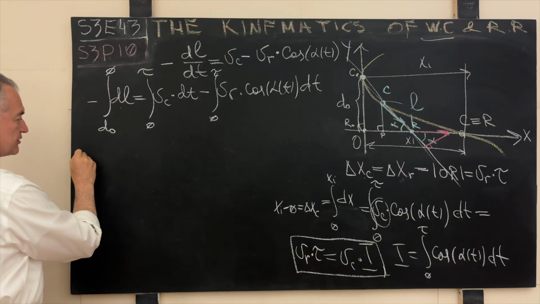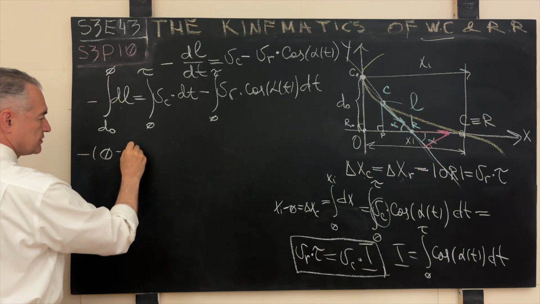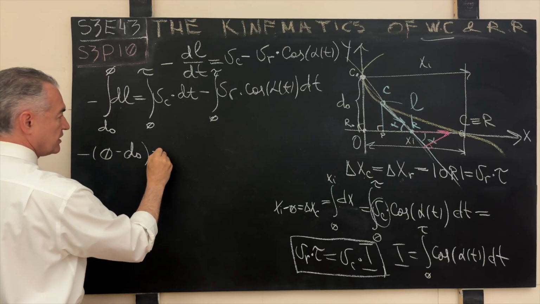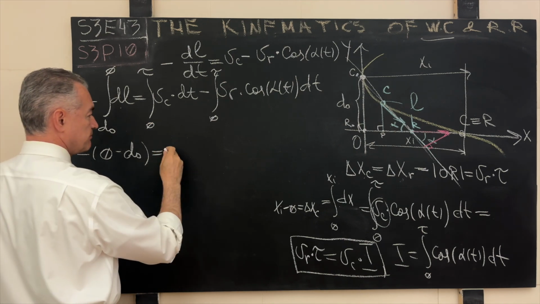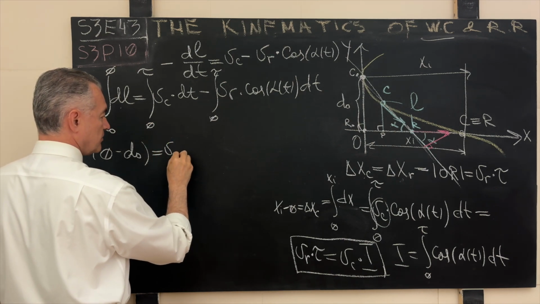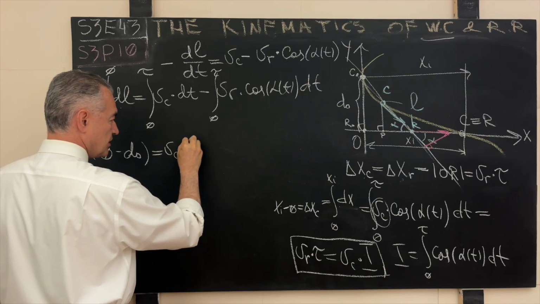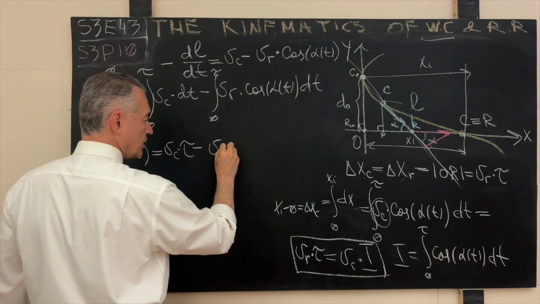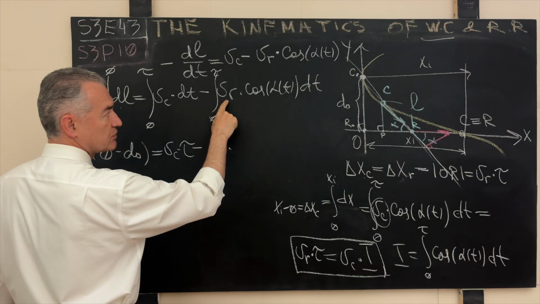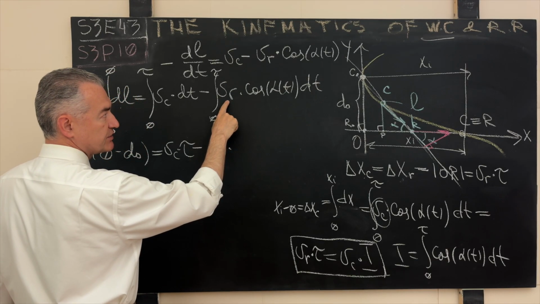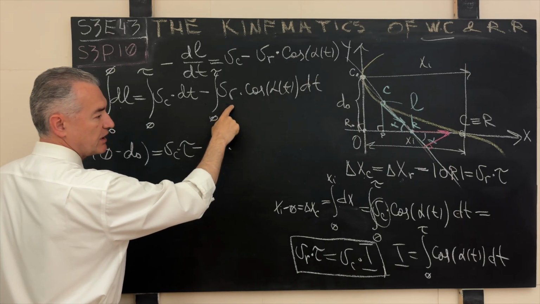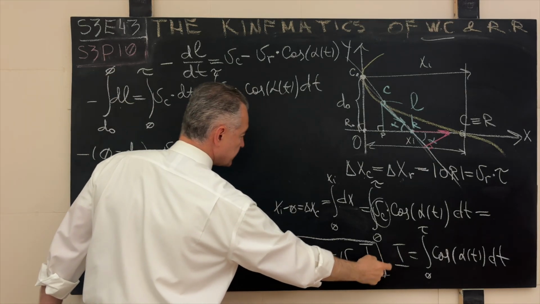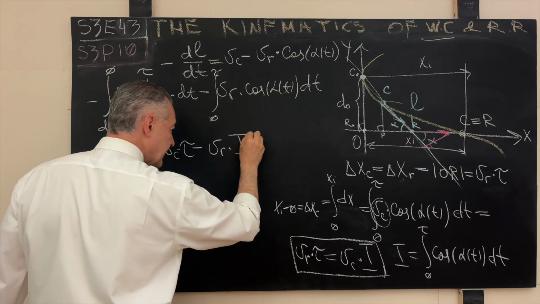So what is this? This is minus 0 minus d0 on the left-hand side. This integral is as basic as they come. So velocity of the chaser times the intercept time tau minus vr times, because velocity of the runner is constant, we move it out of the integral. What do we have? We have our favorite character, we have I again.